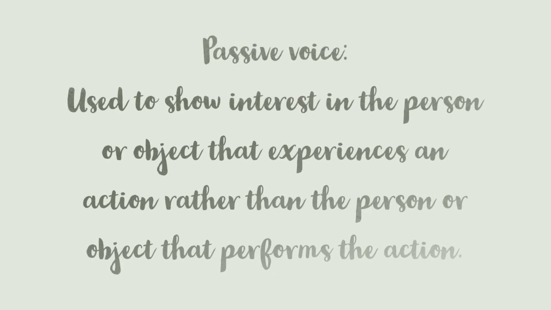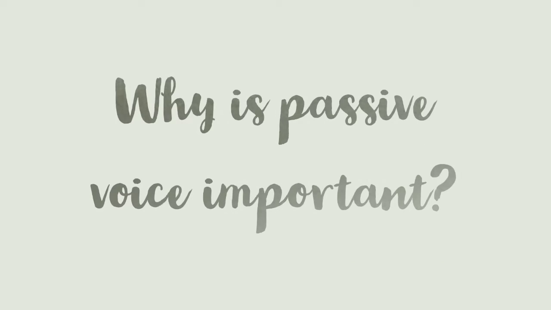Passive voice is used to show interest in the person or object that experiences an action, rather than the person or object that performs the action. In other words, the most important thing or person becomes the subject of the sentence. Now, if you asked yourself why active voice is important, you're gonna ask yourself why passive voice is important.